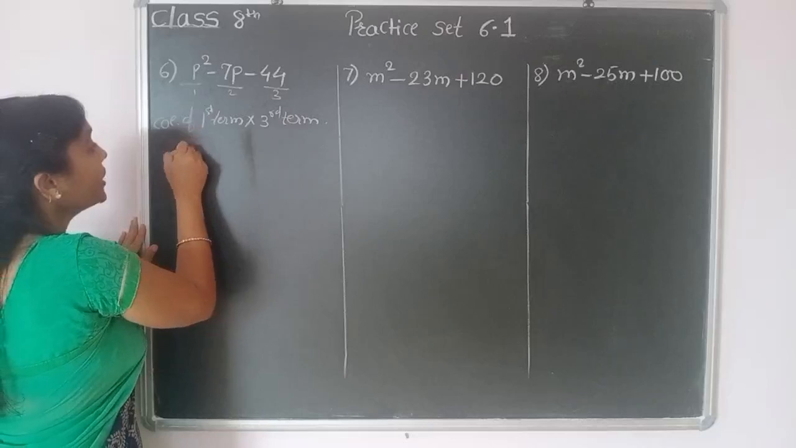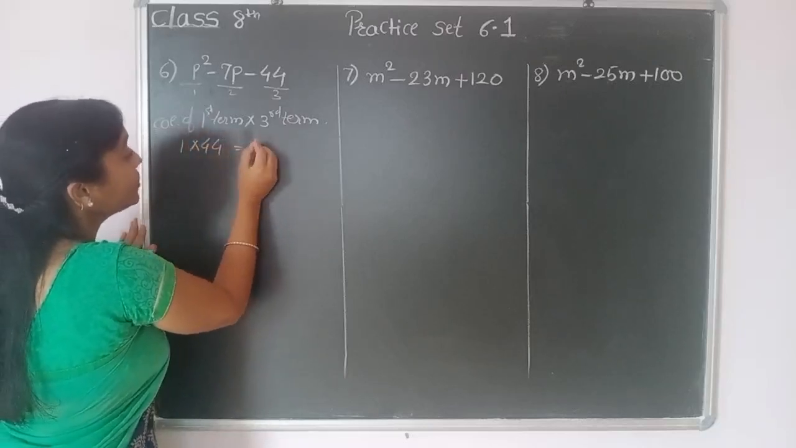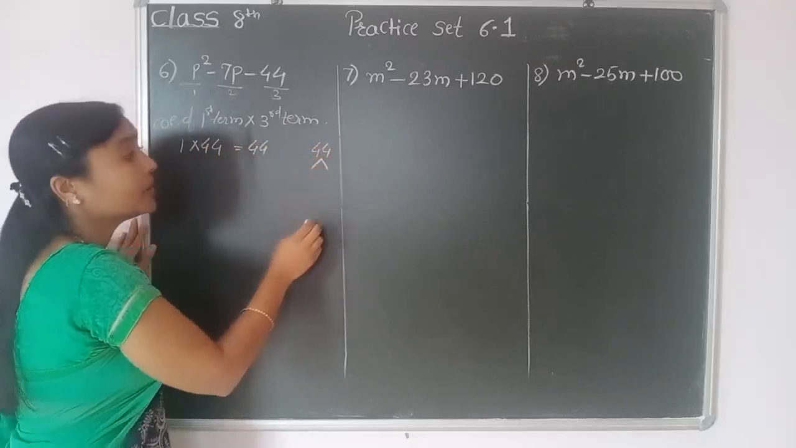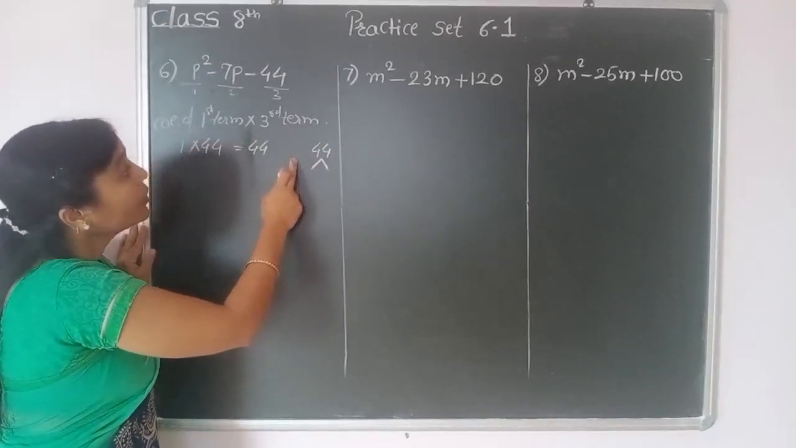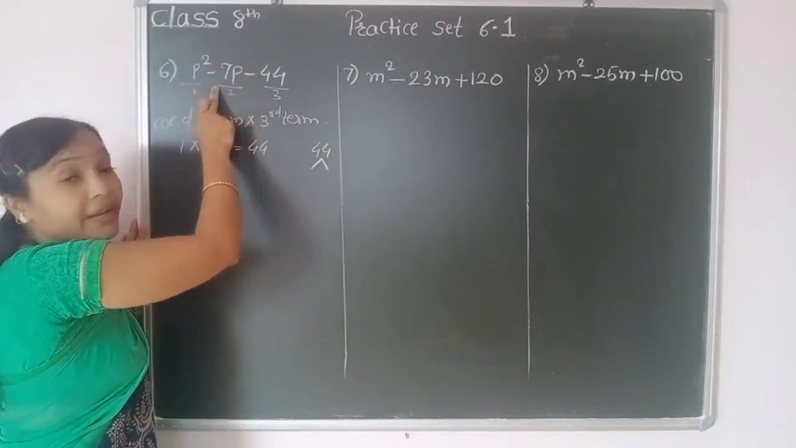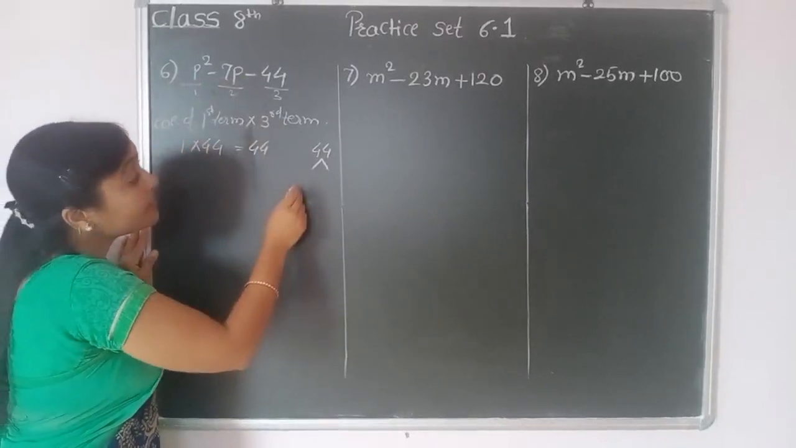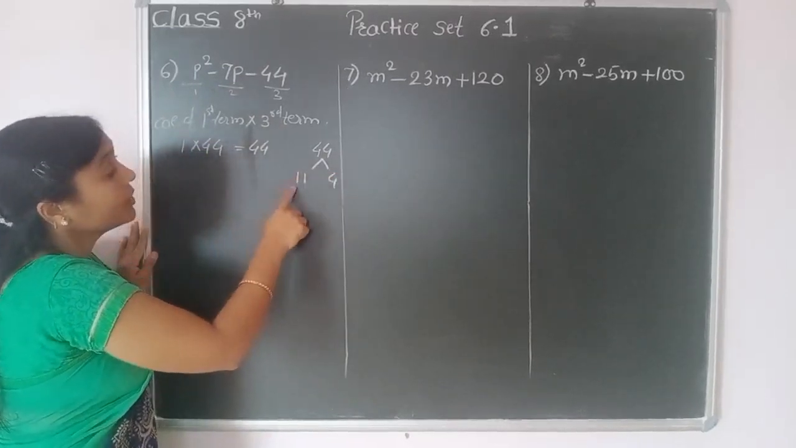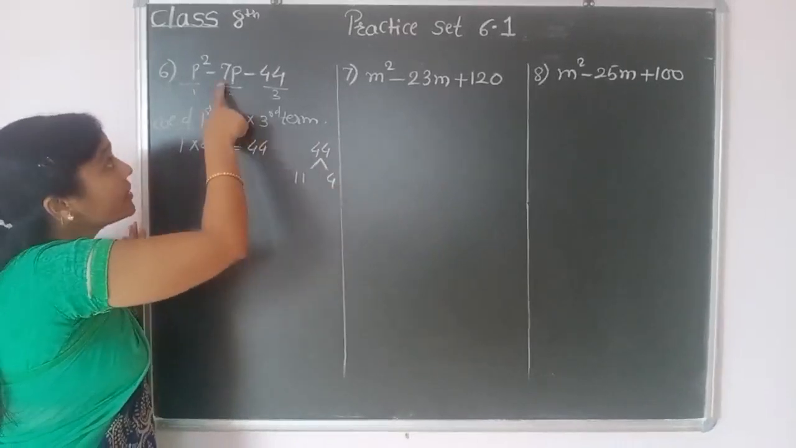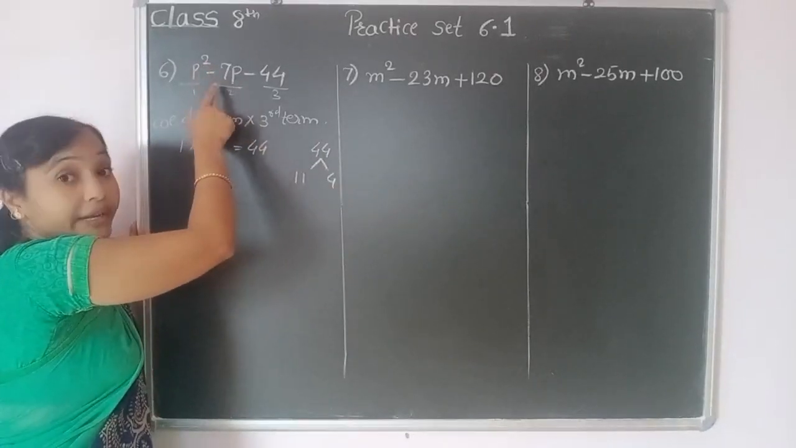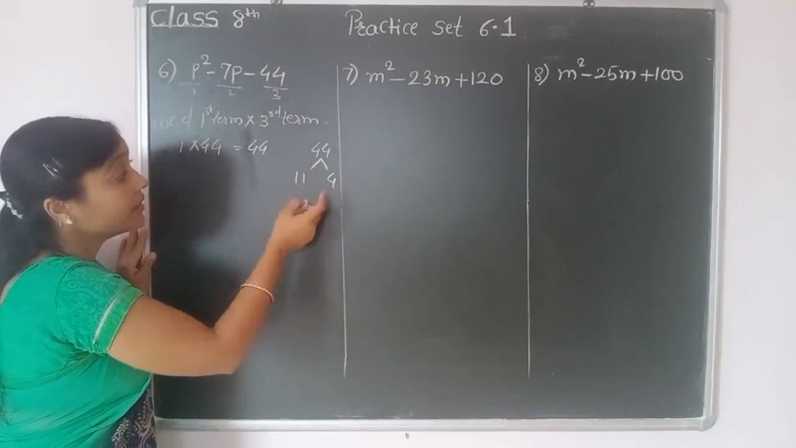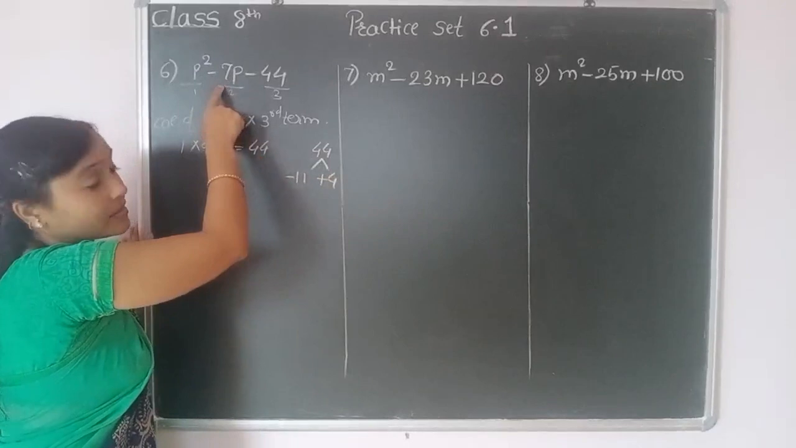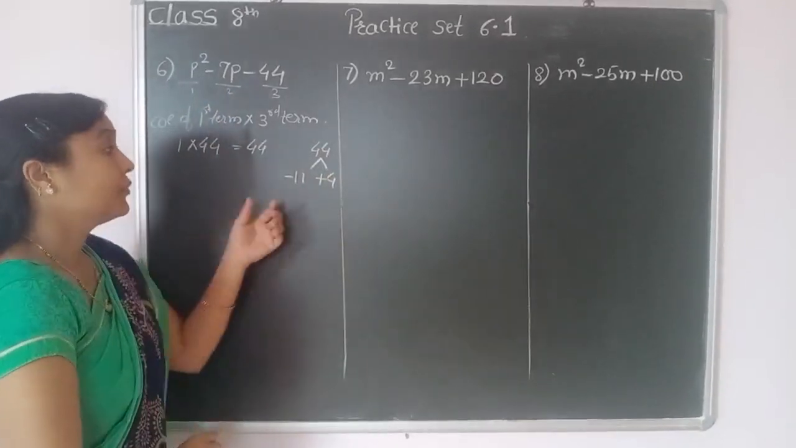So we get 1 into 44 equal to 44. So we have to find out the factors of this 44 whose subtraction is minus 7. Means if we do the multiplication of 11 and 4, then 11 minus 4 subtraction is 7 and we want minus 7, so we adjust the sign. Here is the minus and here is the plus. Bigger number sign give the answer. So these are the factors.